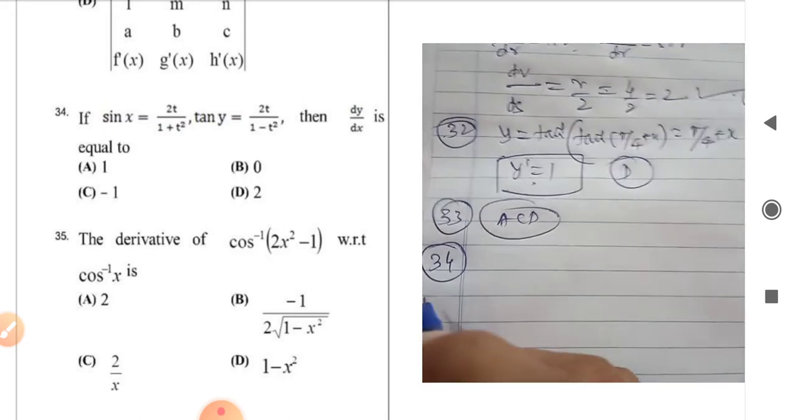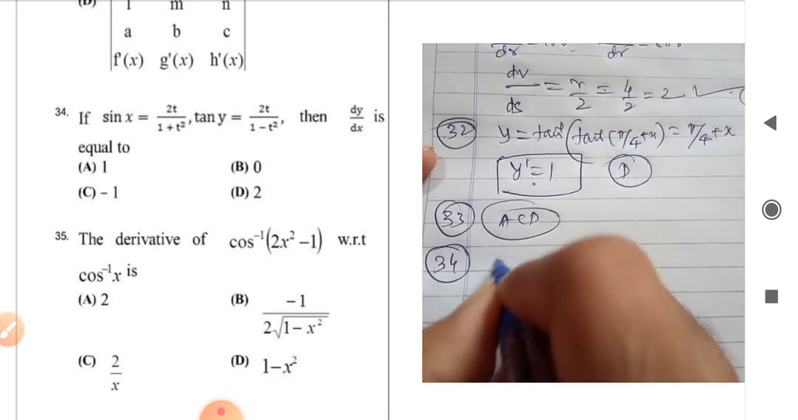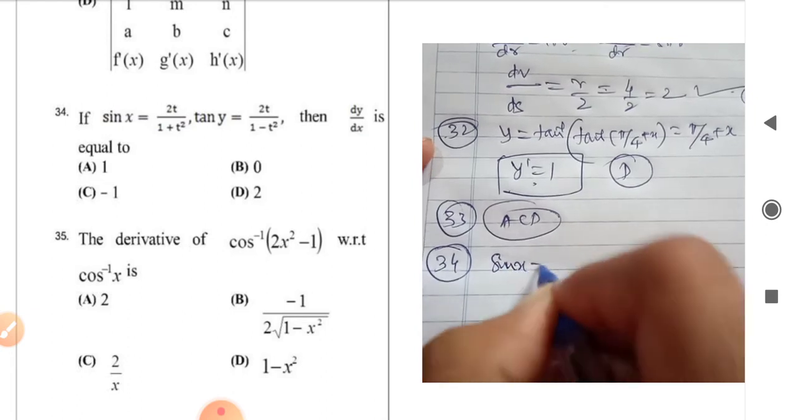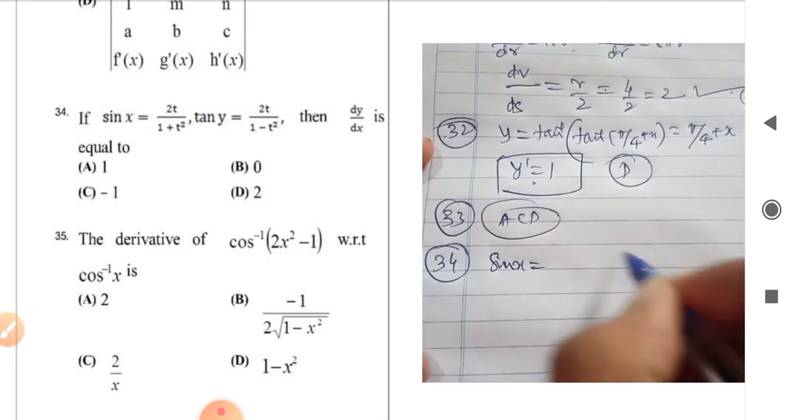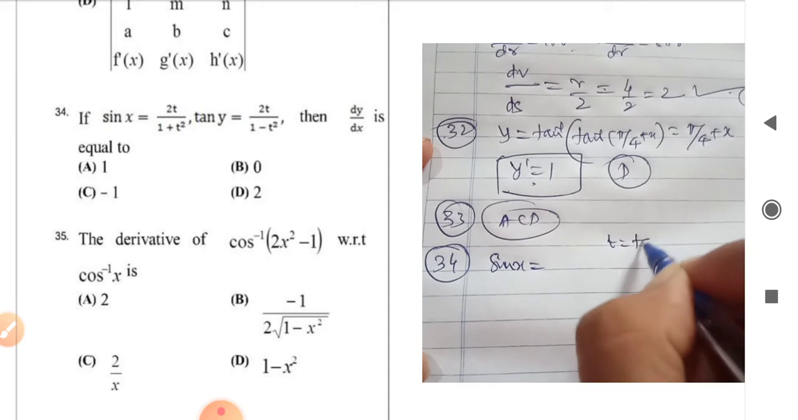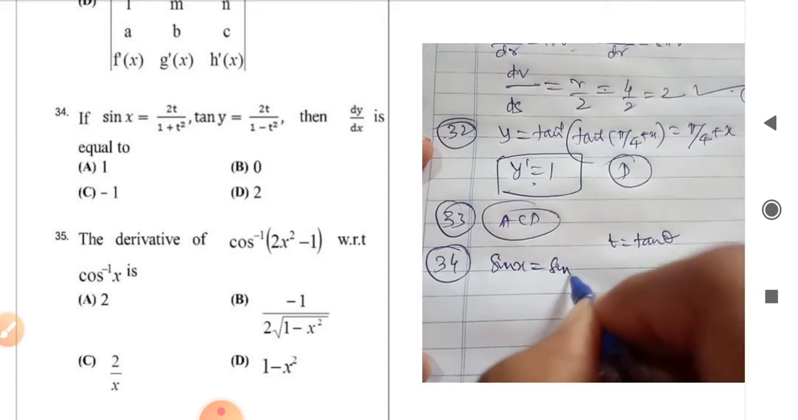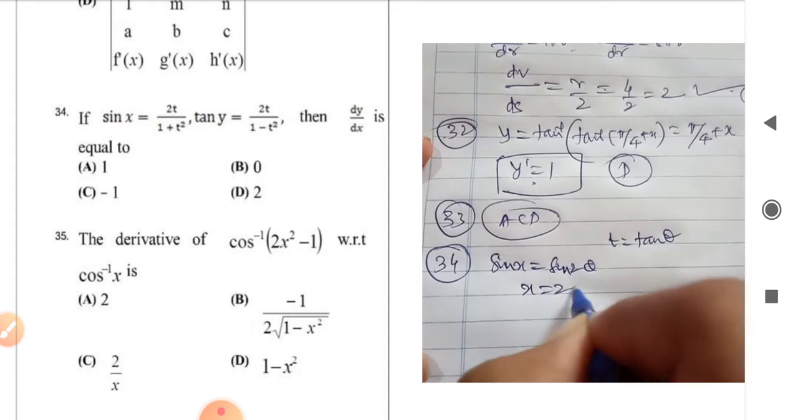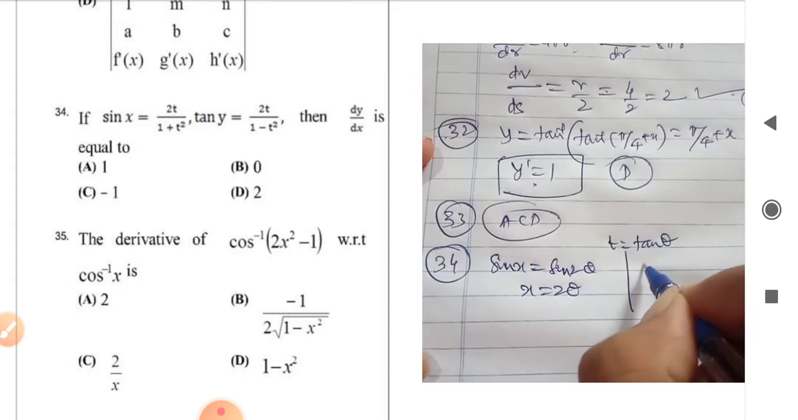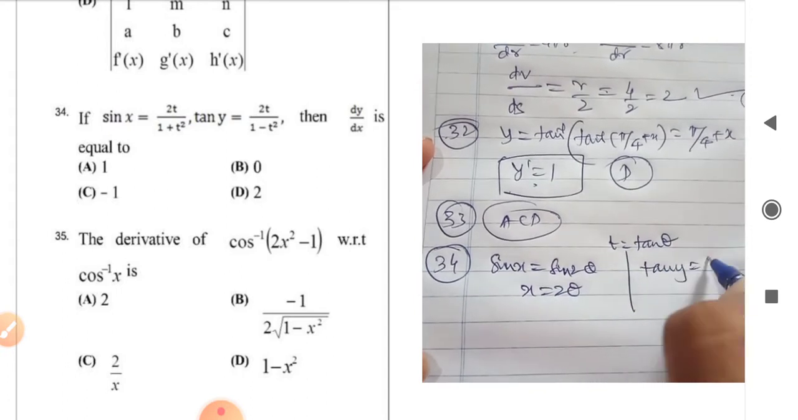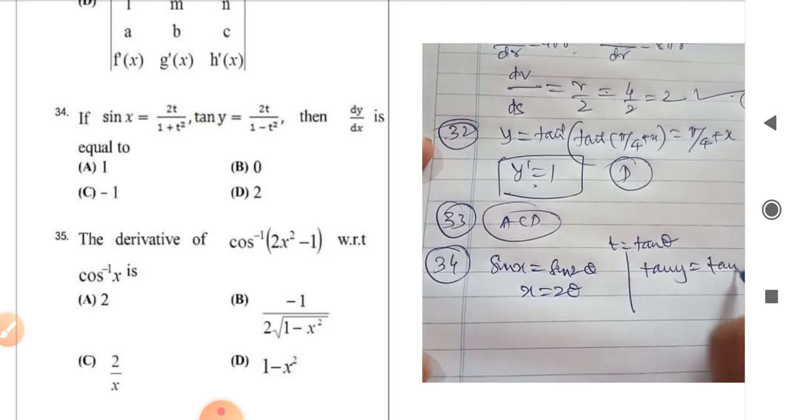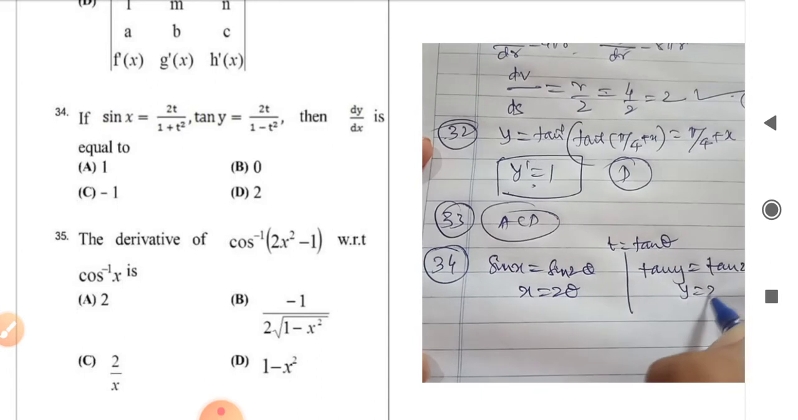Okay, so now we go for sin x equal to sin, this parametric equation. If I put t equal to tan theta, what do you get? 2 tan theta by 1 plus tan square theta, you get sin 2 theta. So therefore x equal to 2 theta, correct? And similarly here also tan y equal to tan 2 theta, therefore you get y equal to 2 theta.